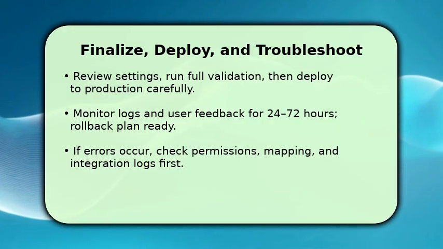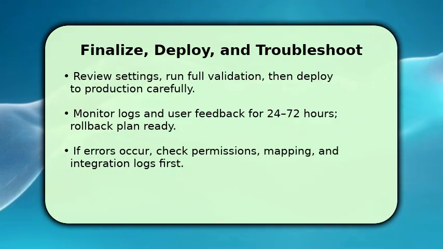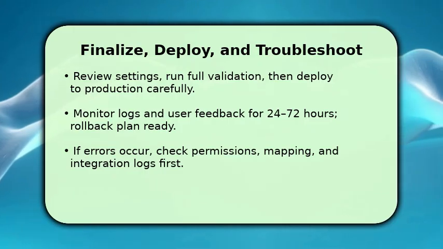If something goes wrong, first check permissions, field mapping, and integration logs. These are the most common failure points. If required, revert to your previous snapshot, fix the root cause, and redeploy. This sequence keeps you in control and minimizes downtime for users.